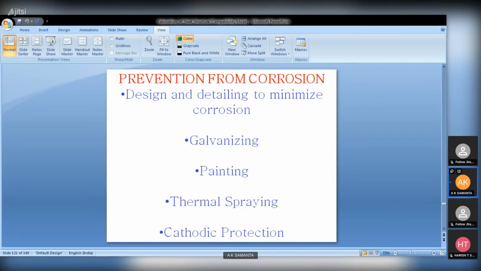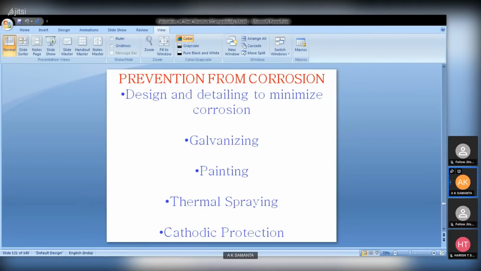I am suggesting not only painting, though painting is the best method because it gives an attractive look to the viewer, but before painting, if galvanizing is carried out, that will give the best protection. However, if the steel section is galvanized, it will be difficult to weld. That's why another process has come up now, called thermal spraying. I will discuss it after a few slides.